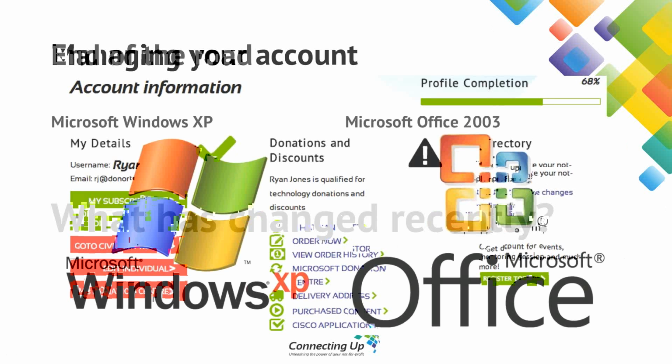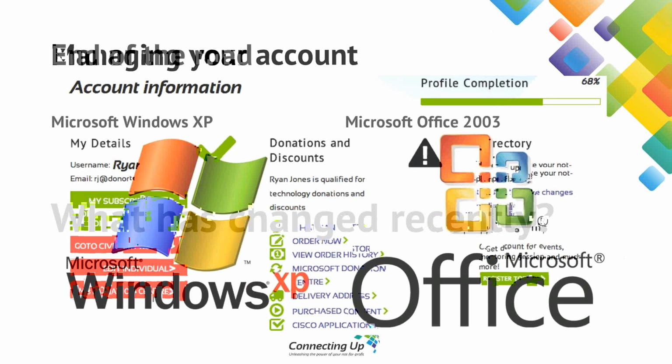Now if you're on a professional version of Windows XP, you can upgrade to Windows 7 or Windows 8.1 through the donations program. You'd be able to order an upgrade of Windows 8.1 Enterprise and then go onto the Microsoft Volume License Service Center and download 8.1 Pro.